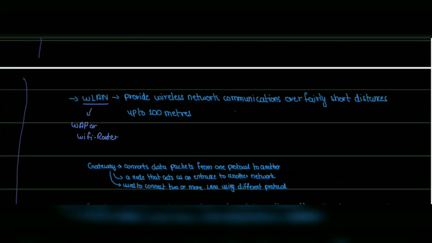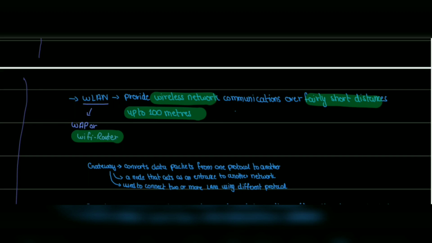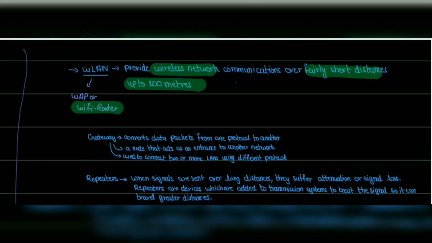WLAN. What is WLAN? WLAN is a Wi-Fi router. What is WLAN? It provides wireless network communication over a fairly short distance, up to 100. Instead of connecting with a wire, we can connect to a router wirelessly using a WLAN.